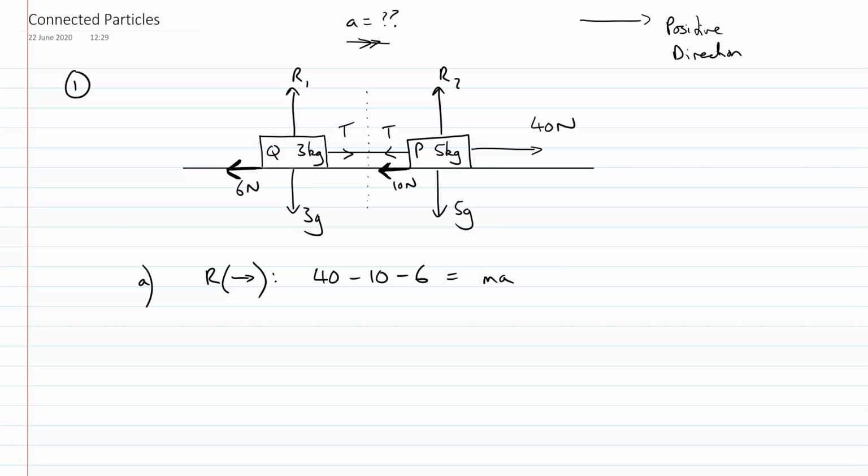Now the mass of the whole system is 3 and 5, so there's 8 kilograms in the whole system. Because we're considering it as a whole, it'll be 8 times the acceleration of the system, and then we can solve this. So 40 minus 10 minus 6 is 24. So the system is accelerating at 3 meters per second squared.